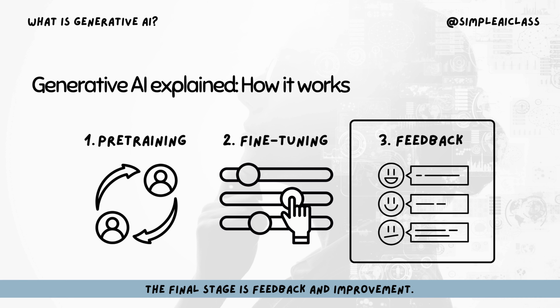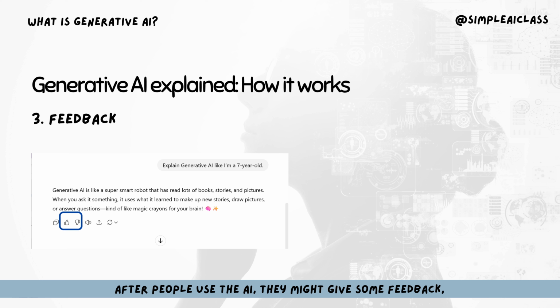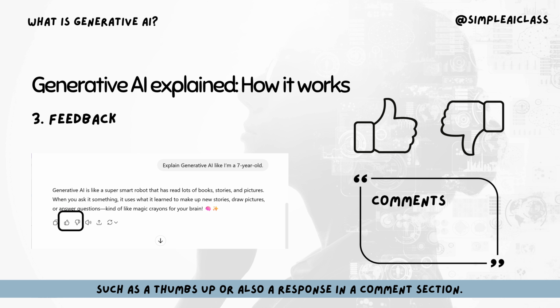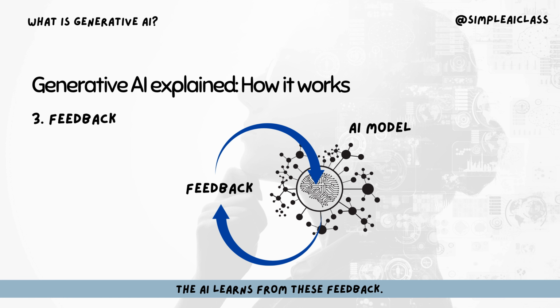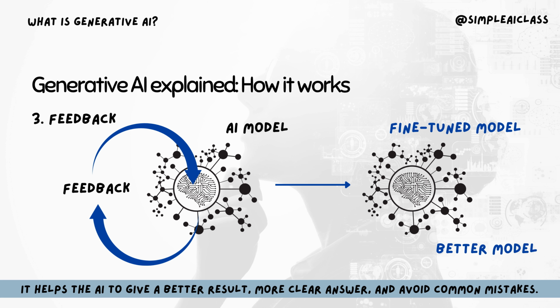The final stage is feedback and improvement. After people use the AI, they might give some feedback, such as a thumbs up or a response in the comment section. The AI learns from this feedback. It helps the AI to give better results, clearer answers, and avoid common mistakes.